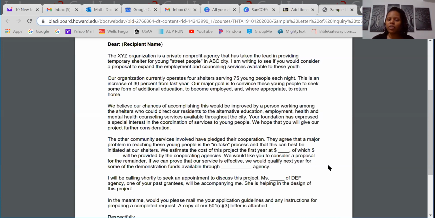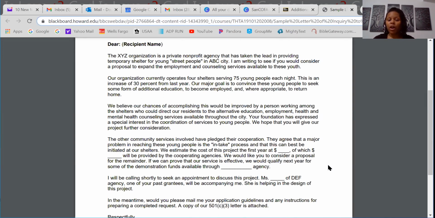We estimate the cost of this project the first year at blank amount of dollars, of which blank amount of dollars will be provided by the cooperating agencies. Okay. So not only are they letting them know that we have folks partnering with us and on board with us, but there are folks who've already given us a percentage of our monies. So maybe in the first year, they foresee the expenses being $250,000, of which maybe 150,000 will be provided by the other cooperating agencies, okay?